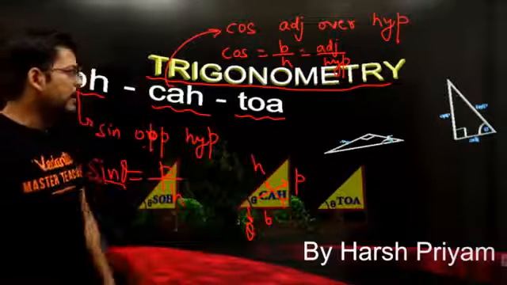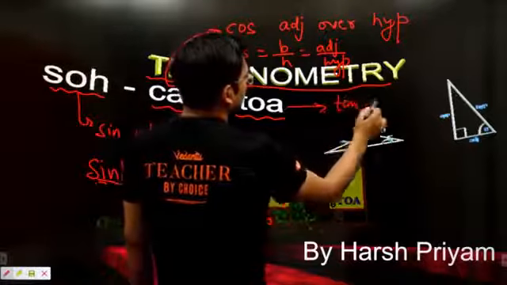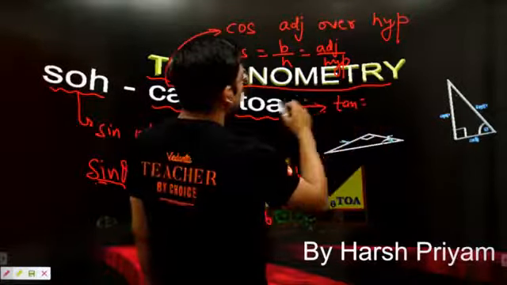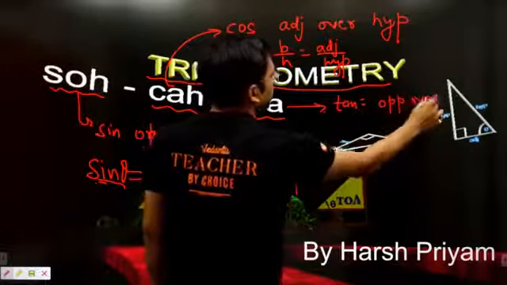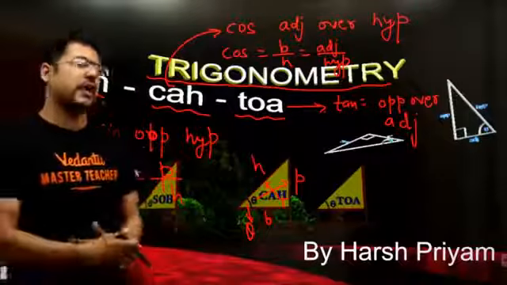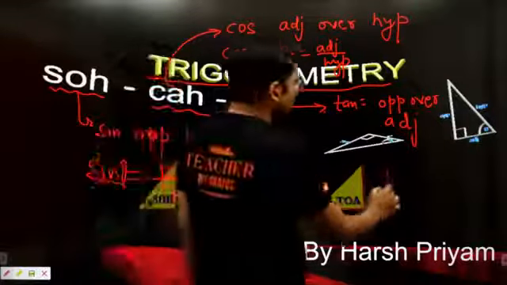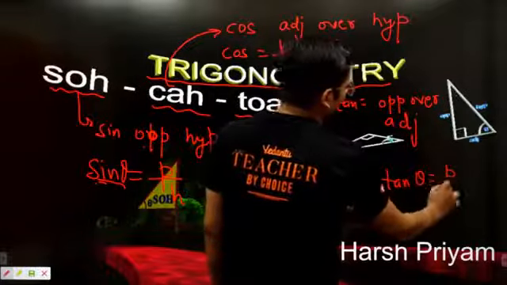Similarly for tan, it is written TOA. Tan is opposite over adjacent. So this would be tan, and tan theta is perpendicular by base.